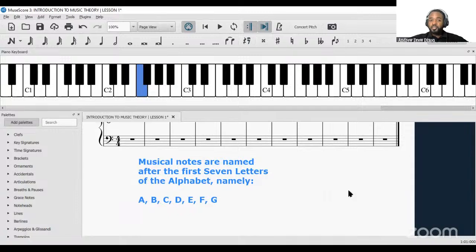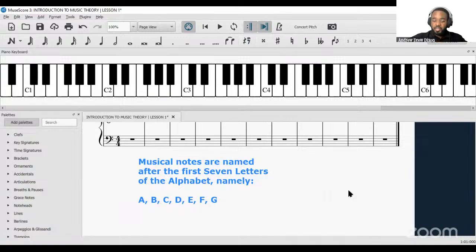F is to the left of the three black keys. B is to the right of the three black keys. What can we say about G? G is to the right of the first of the three black keys. A is to the right of the second of the three black keys. Okay, so that's how we are able to name the keys. C, D, E, F, G, A, B, C.